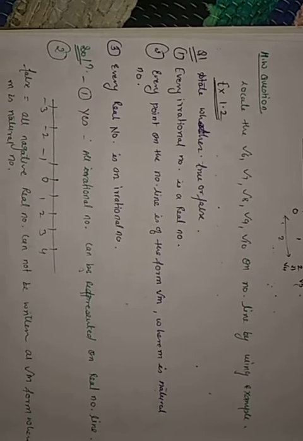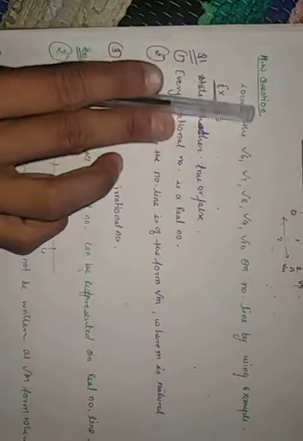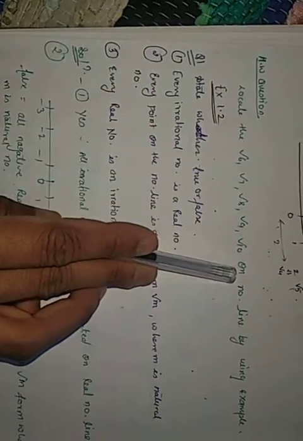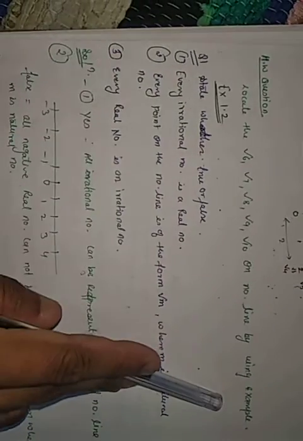In this video, I am continuing with the number system. In part 2, I gave one homework question: you have to locate root 6, root 7, root 8, root 9, and root 10 on the number line. I am assuming that you have done it in your homework copy. Now come to the next part.